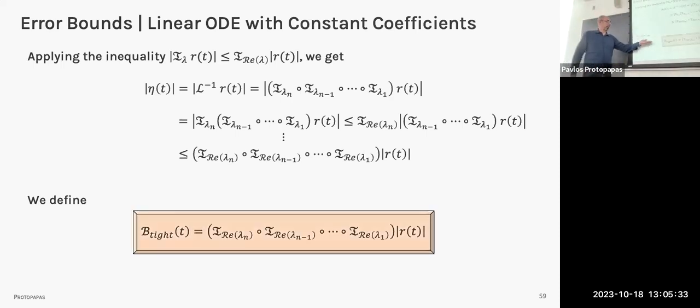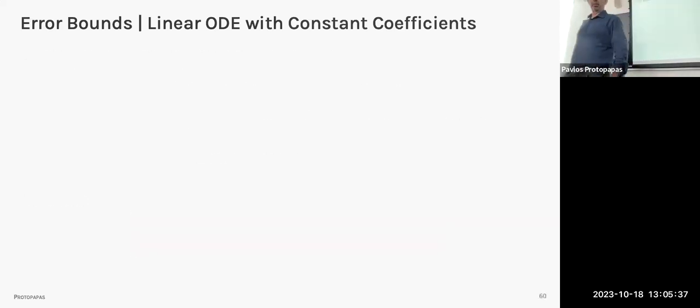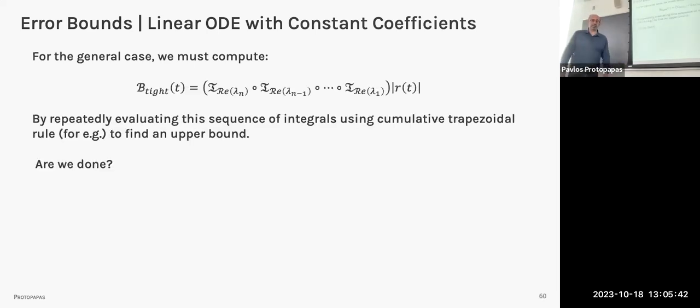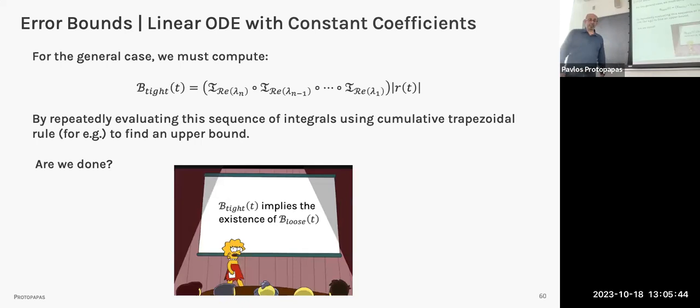So this is what we call the tight bound. We have to calculate these little integrals. We can do it with trapezoid rules, and we're happy to do that. Are we done? Not even close. We call it B tight, which means there is a B loose. And why do I care about B loose? Because I wanted to get a little bit better intuition on how things work.